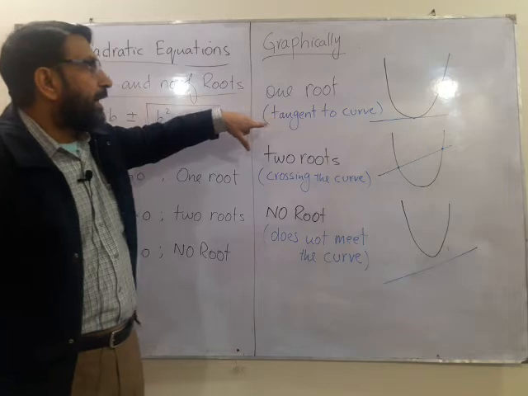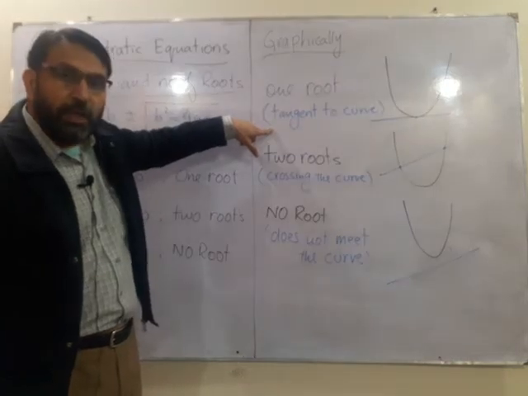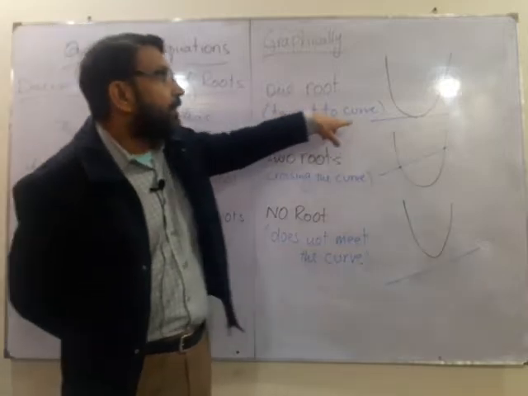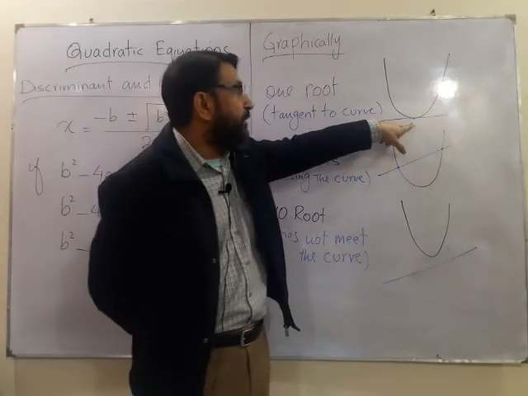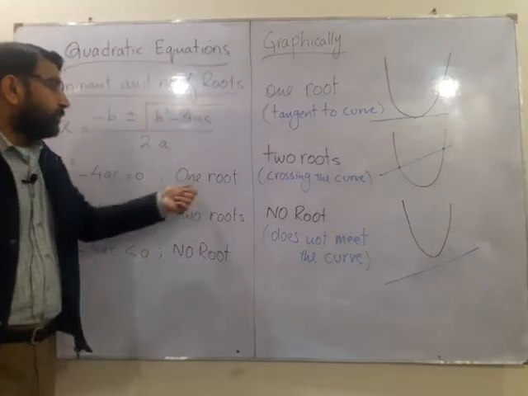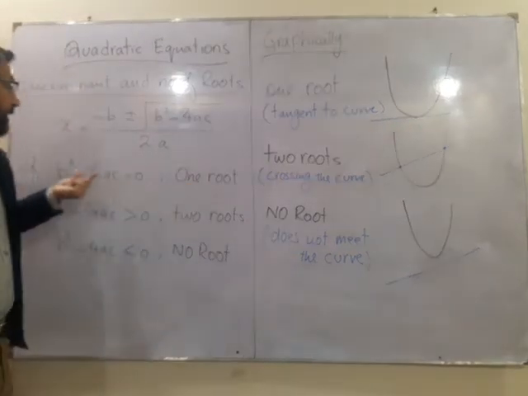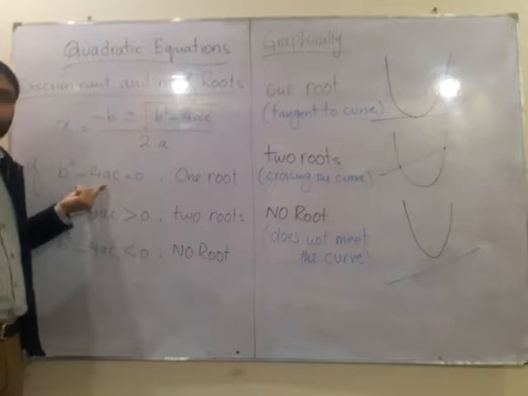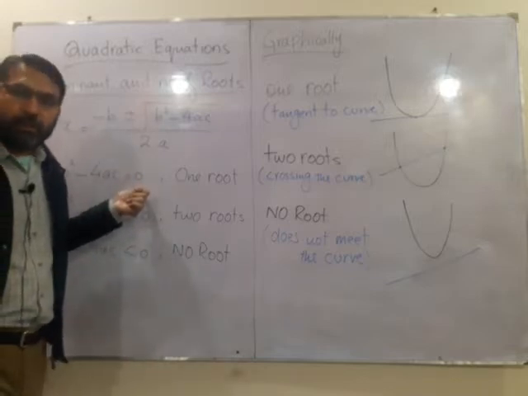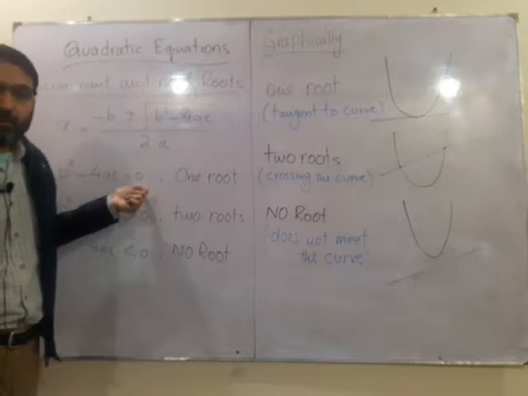And we know that this line is named a tangent. So if it is mentioned that a line is a tangent to the curve, that means it touches the curve at a single point. So this is going to have a single root or a single solution. And for this, b square minus 4ac equals 0. We'll discuss it with an example as well.